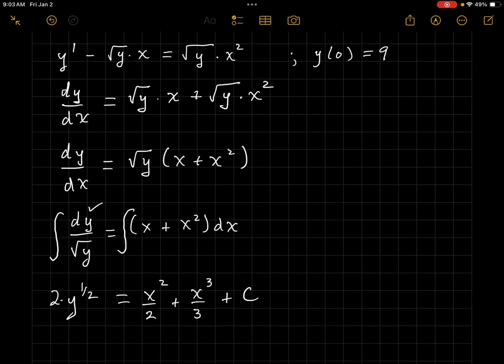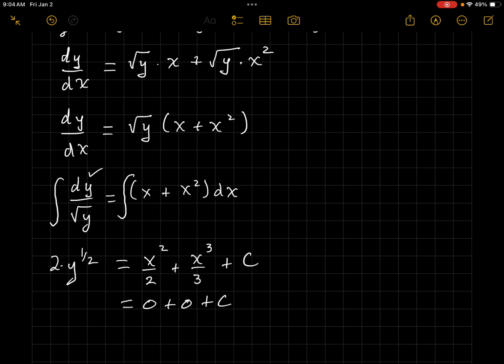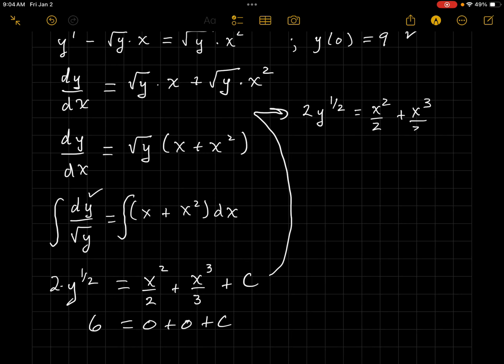This looks like a good time to plug in my initial condition. When x equals 0, we get y equals 9, so 2 times the square root of 9, which gives me c equals 6. I have empty space here, so I'll write it as 2 times the square root of y equals x squared over 2 plus x cubed over 3 plus 6.